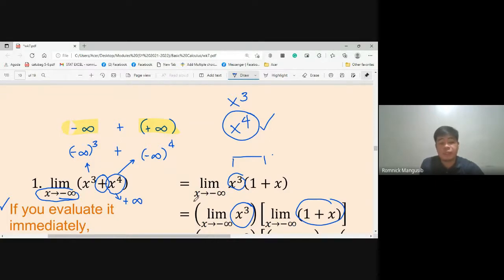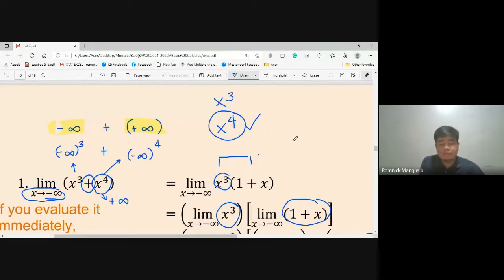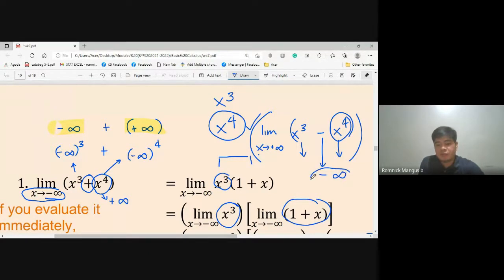Dahil kung ang nangyari naman dito, what if you have x cubed minus x raised to 4 and x approaches positive infinity? Paano kung ganito naman? Ano masasabi mo dito? Which among these two increases faster? X cubed or x raised to 4? Very obvious ito, mas mabilis mag-increase. And subtraction pang ginamit mo, so ibig sabihin, magpe-prevail ito.